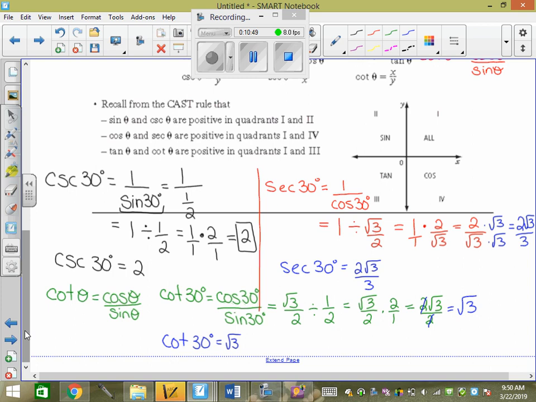Also, last year we learned about cast rule. You start in the bottom left and you go around and do cast.